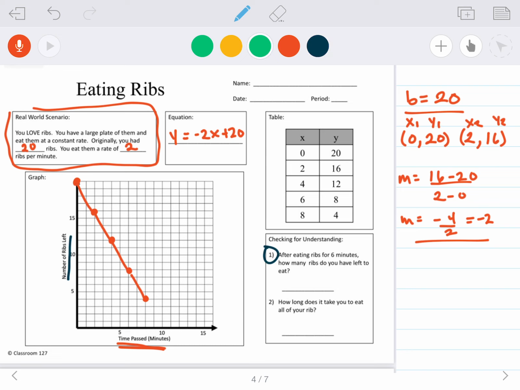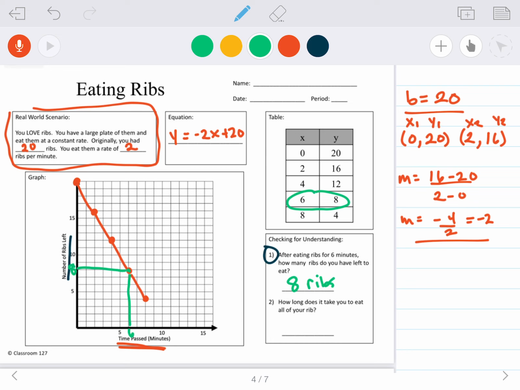Well, we can look at the graph or the table tells us, we don't have to do any plugging into the equation. After 6 minutes, we're going to have 8 ribs left, right? We can see that on the graph as well, right here. So number of ribs left is going to be 8, and that occurs after 6 minutes have passed.